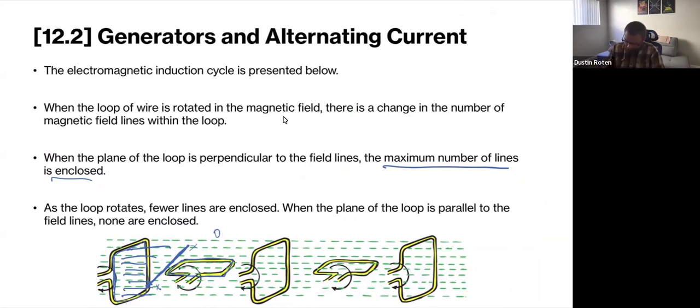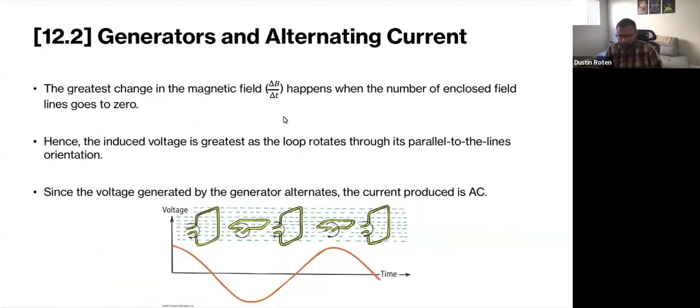We can rotate again. We're back to a maximum. Rotate again. Back to a minimum of 0. Rotate again. So we're constantly changing the magnetic field in this coil over time. That change is not equal to 0, which means we're inducing a current in here. Now, it turns out the greatest change in the magnetic field, so when this is at its maximum, happens when the number of enclosed field lines goes to 0.